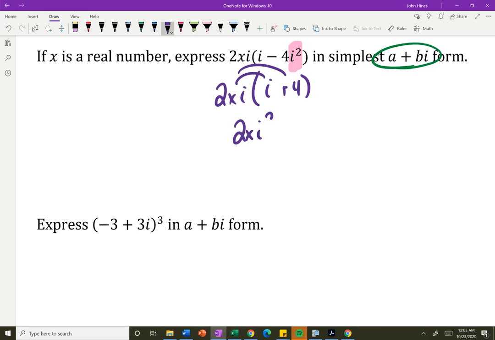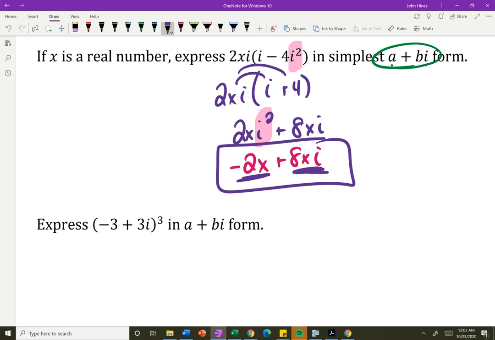So 2x i squared plus 8xi. But wait a minute, look what popped up again. i squared is a sign changer, negative 2x plus 8xi. It looks weird, but we're done. Why? Because it's in real plus imaginary. Real number, there's no i. Imaginary number, it's got an i. That right there is my final answer. Okay? So you just have to recognize, oh wait, I've got i squared.